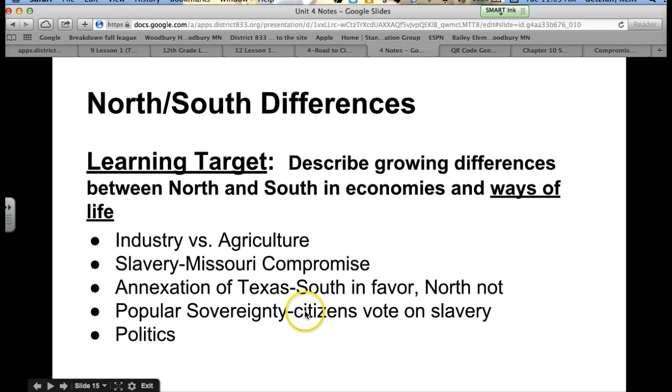Now, popular sovereignty, and this is what I'm talking about by letting the people decide. Write this down if you don't understand it. The citizens get to vote on slavery. So if we're talking Texas or Utah or New Mexico or California or whatever, if it's a popular sovereignty state, it means that there's going to be a vote by each eligible citizen on whether or not your state has slavery. Now, as you could tell, this would be a really big conflict for people in each state, especially if you're a border state, which we'll get into in the coming days.